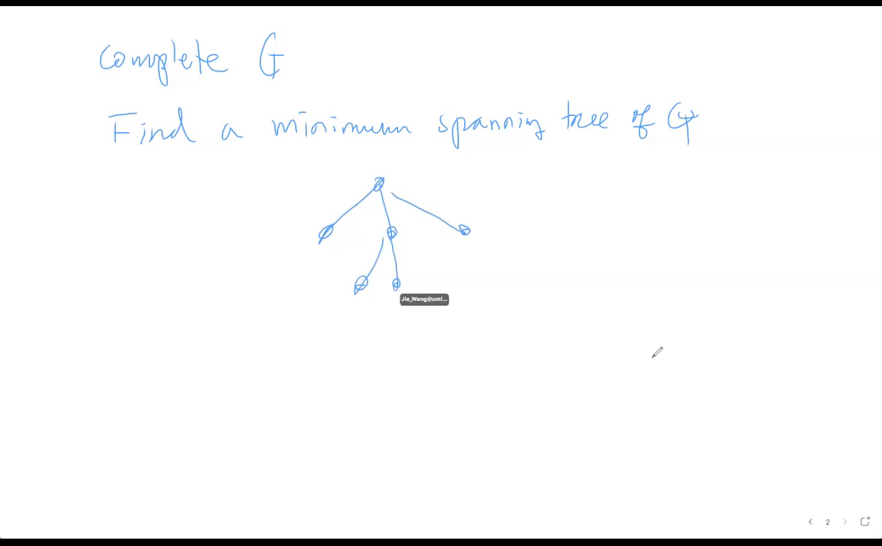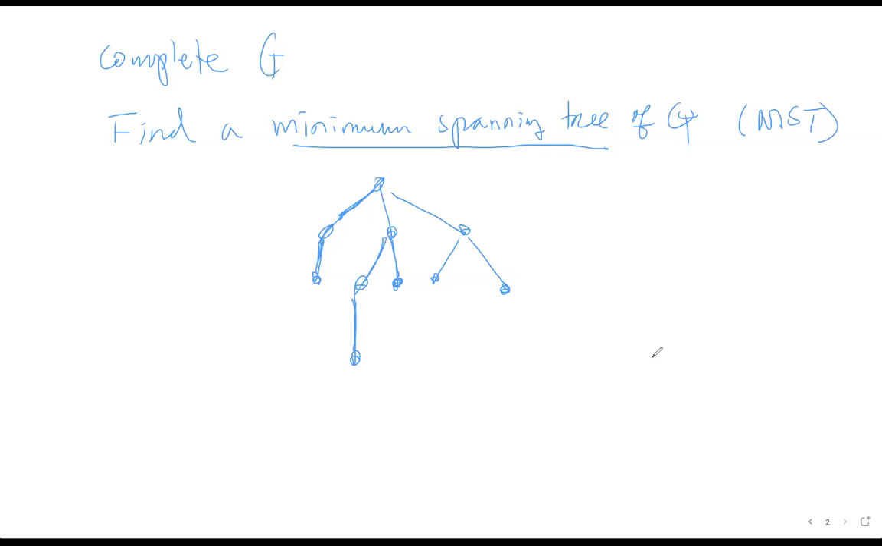It may not be binary, but it just connects all the nodes. Okay, and then you add the weight on each edge, and it's minimal. So that's a minimum spanning tree. Sometimes we call it MST. But for some other applications, we may also need to find a maximum spanning tree. That's also MST, right? So in this case, it's just the minimum spanning tree.